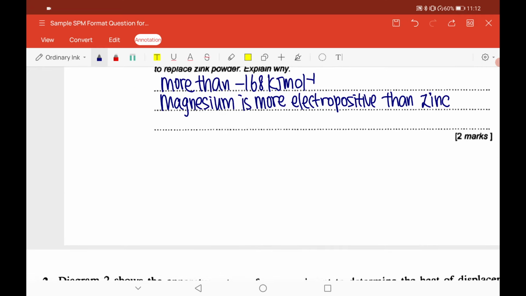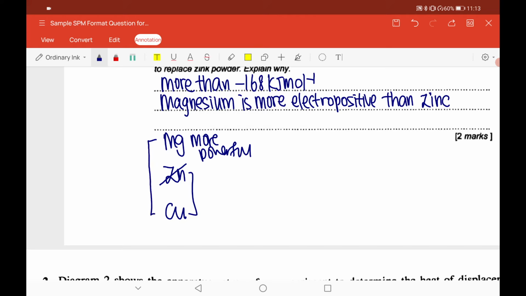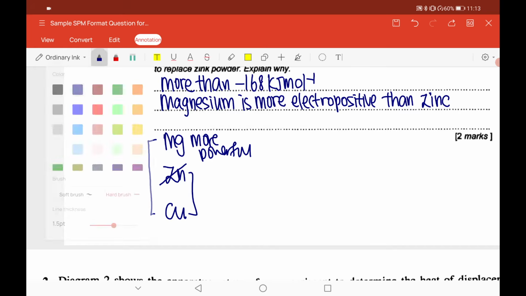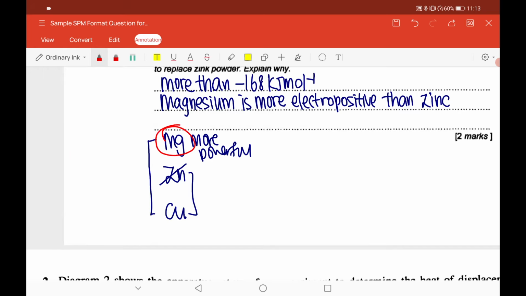Alright, so you can see initially we have zinc and copper. So zinc is a powerful gangster. Zinc can bully copper. So this is the gap. Now if you change the zinc with magnesium, magnesium is even more powerful gangster. So when magnesium is more powerful, the gap is even bigger. So when the gap is even bigger, more energy. So how to explain this?